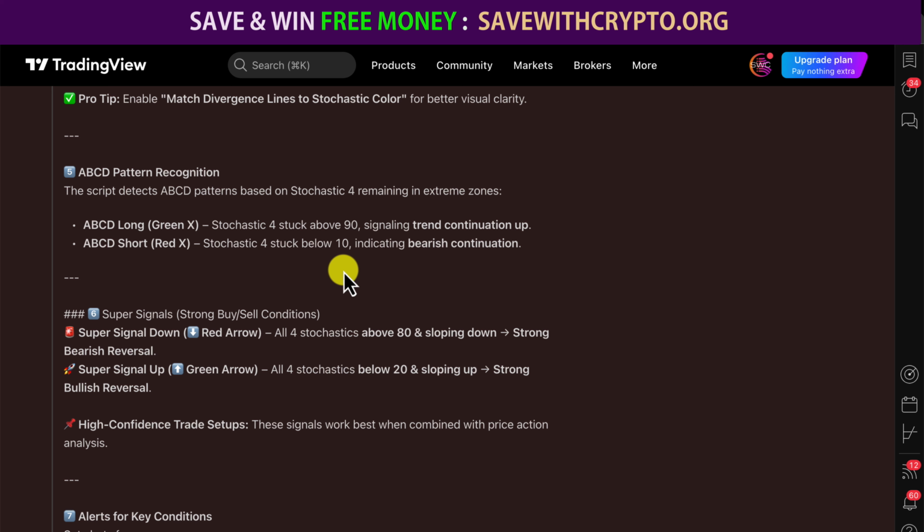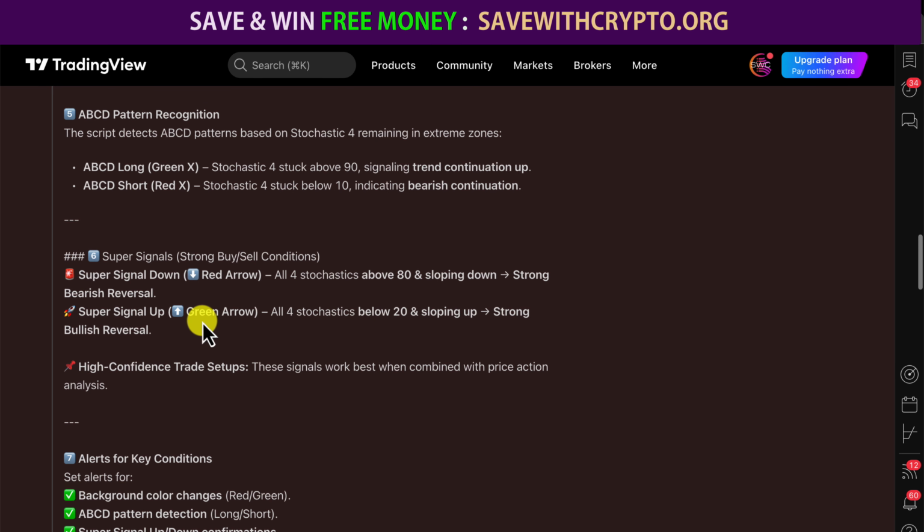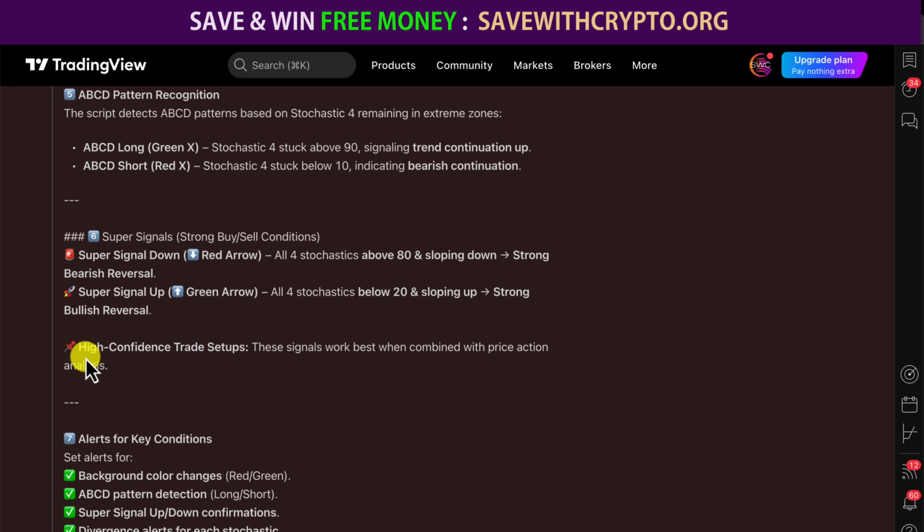And those are the conditions where you think, okay, I want to go long or I want to go short, but hold on a minute. And then the super signals here, that's when you've got all 4 stochastics above 80 and they're sloping down for the red one, and for the green one all 4 stochastics below 20 and sloping up. Okay, and of course it says here high confidence trade setups.